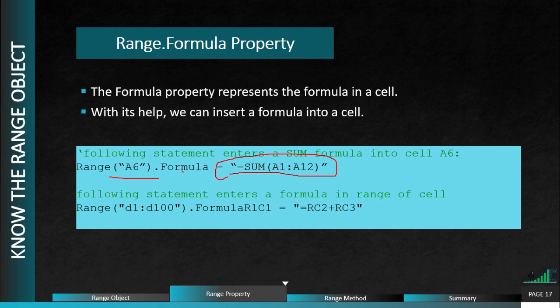This is another way. Here I am writing the A1, A2, A8 formula. Another option is there: you can write formula R1C1. That means the row column method. Row column method means RC2 minus RC3, that is, third column to second column. It will add up. The row is the same, but the second column to the third column add. It does not adjust.